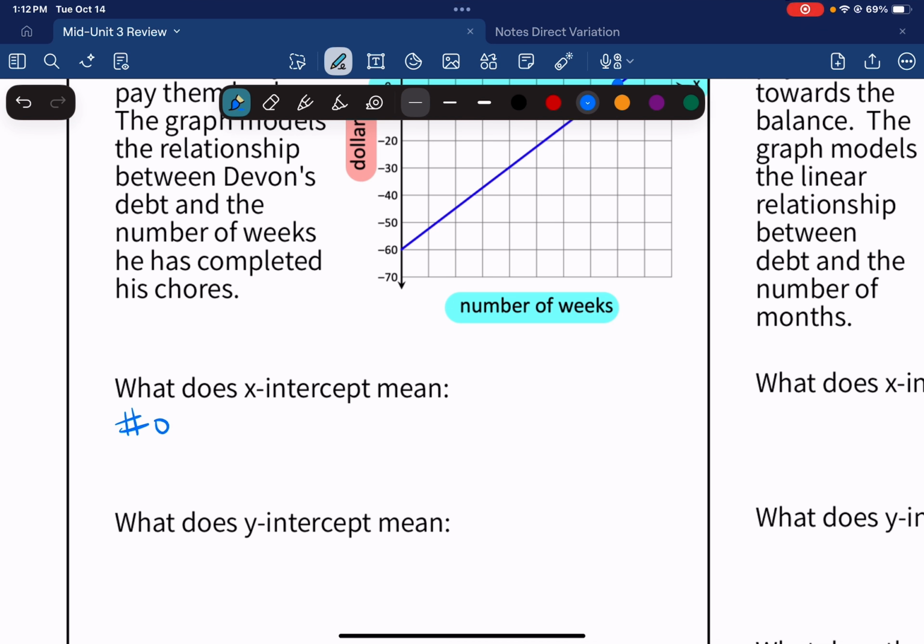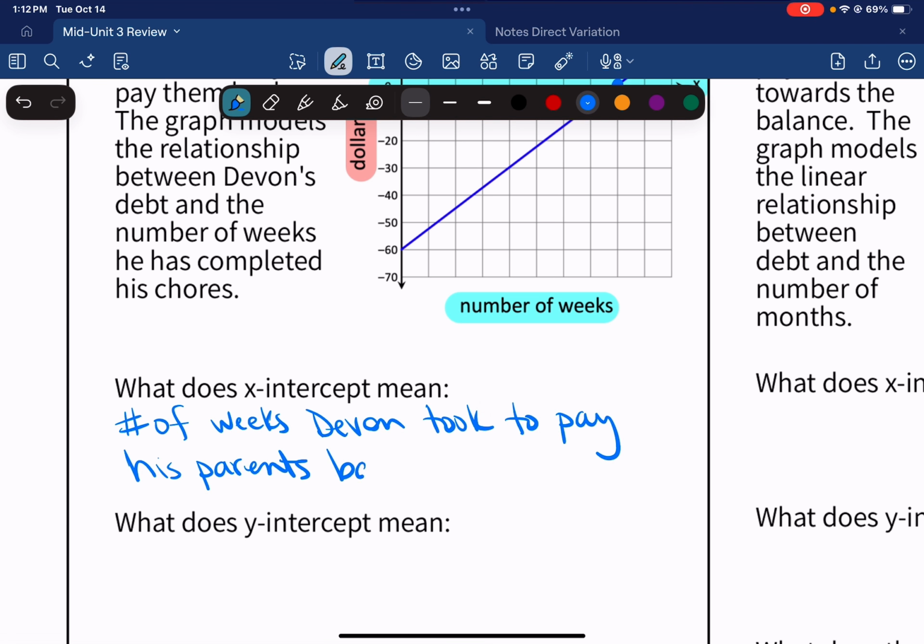So number of weeks Devin took to pay his parents back. And those number of weeks, it was the number 8, so I guess I should squeeze that in right there. The number of weeks, 8, that Devin took to pay his parents back.